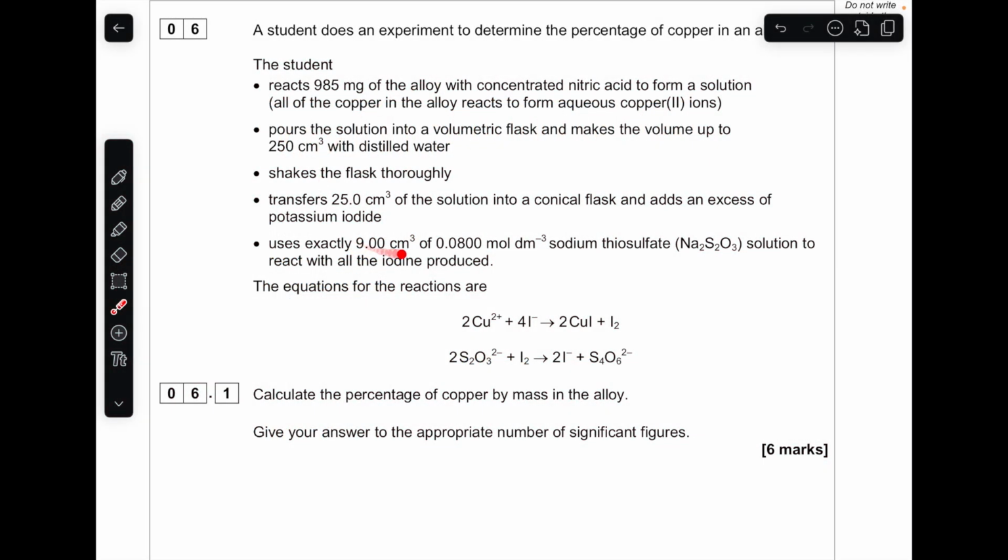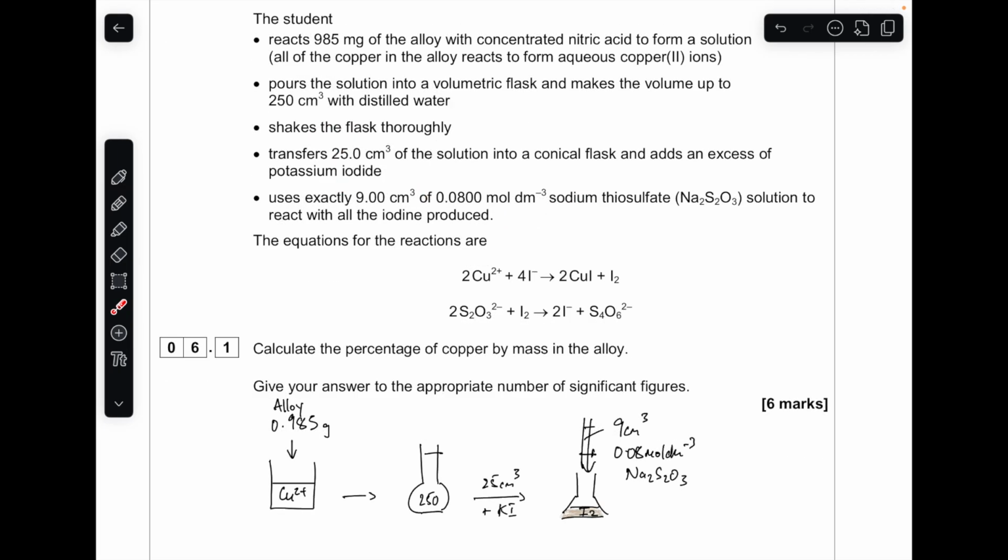So we've got all this information here, and then we've got a calculation to do to calculate the percentage of copper by mass in the alloy. So the first thing I want to do is draw out my usual little diagram of what's happening in the experiment. Okay, so I'll quickly run through this and then we'll get into the calculation.